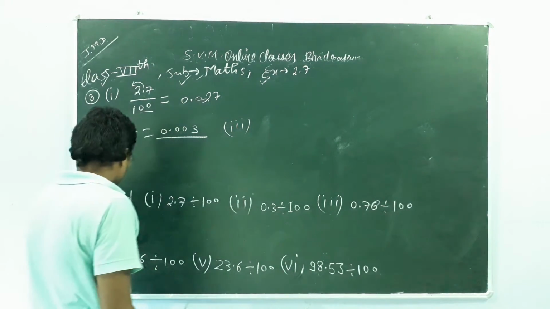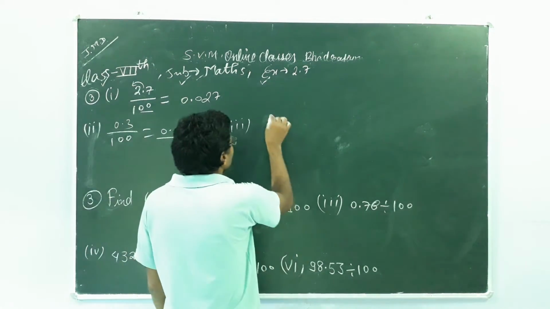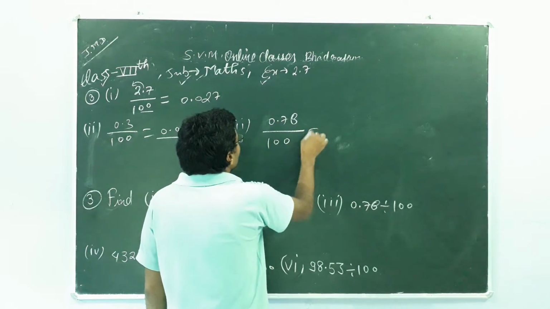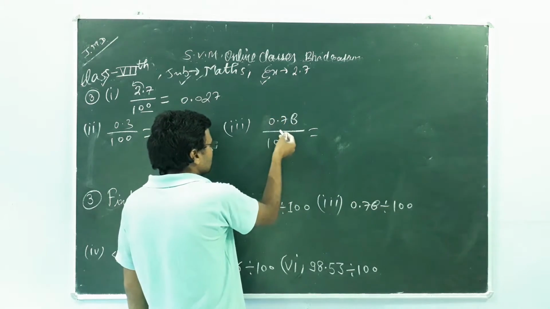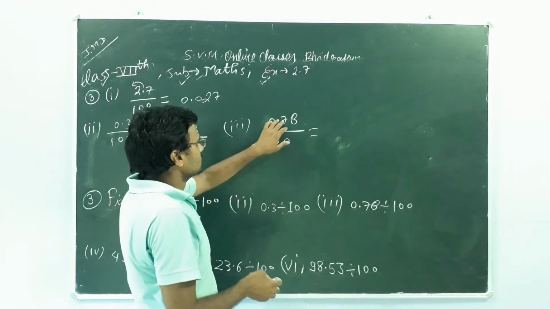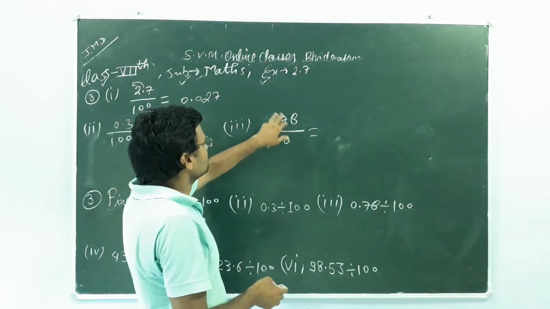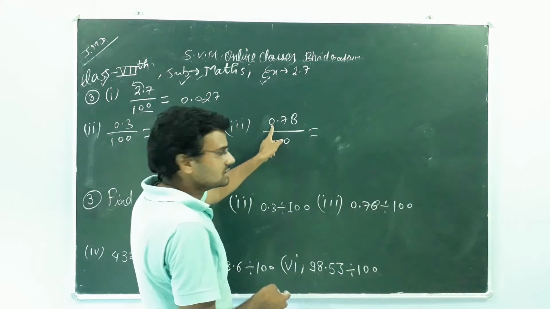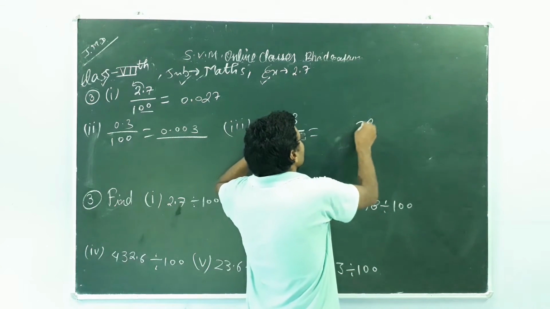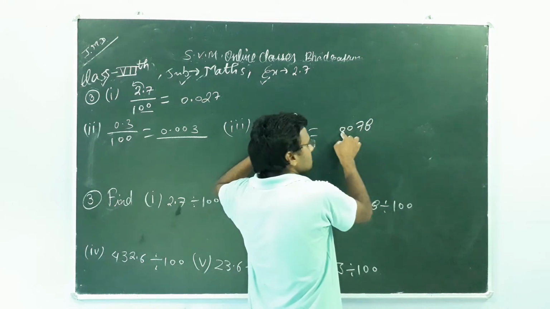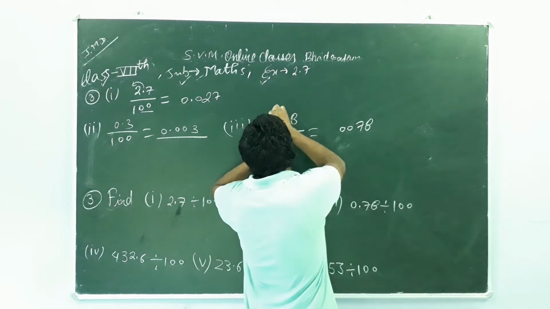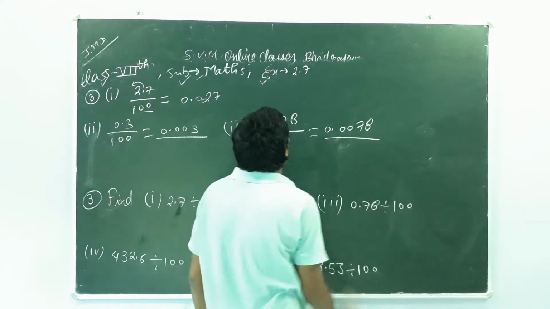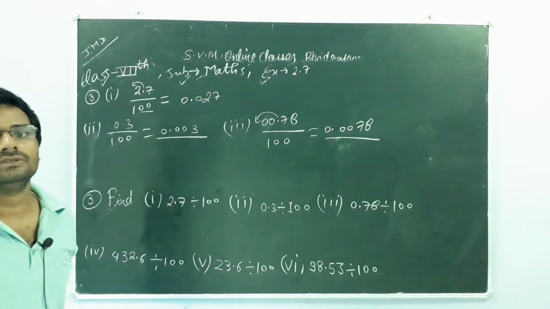Our third one is 0.78 divided by 100. Now what we will do is, this point will jump 2 digits and come over here. One digit is here, so we have to create one additional digit. I have created this 0, and now we will take this point over here. So our answer will be 0.0078.